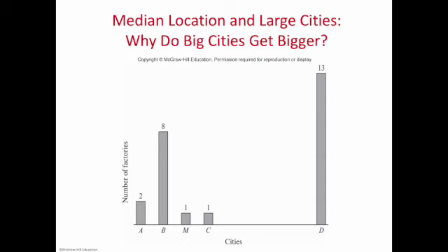Moving eastward beyond D, the travel cost to western cities increases for 12 factories and decreases for 13 factories. Total travel cost is minimized in city D, the median location. The lesson from this example is that the concentration of demand in large cities causes large cities to grow.